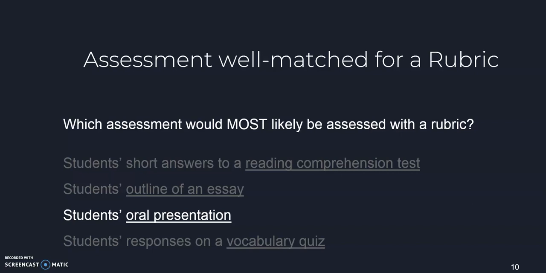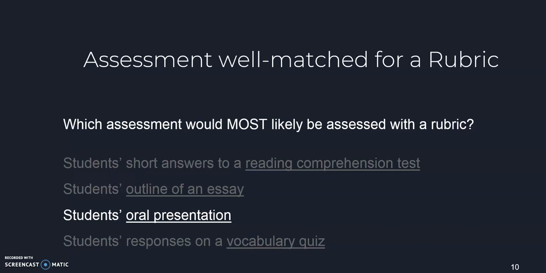In this question, it asks which assessment would be most likely to be assessed with a rubric, and the student's oral presentation would be most likely. Looking at the distractors, the short answers to a reading comprehension test, although the student might be writing answers, the answers can be assessed on whether what was written is correct or incorrect. So it's not the quality of the performance, but just if the student wrote the correct thing. There could be an answer key, so there's not levels of performance necessarily.